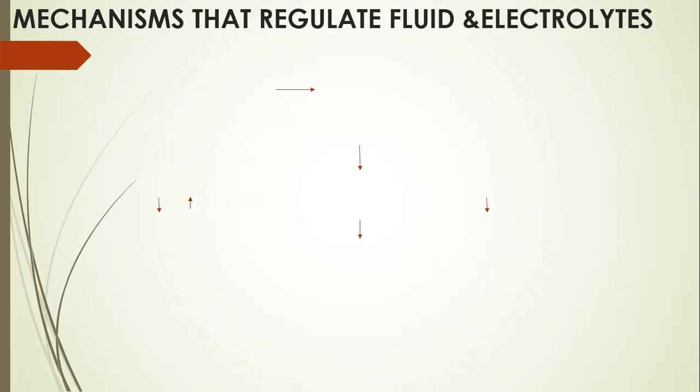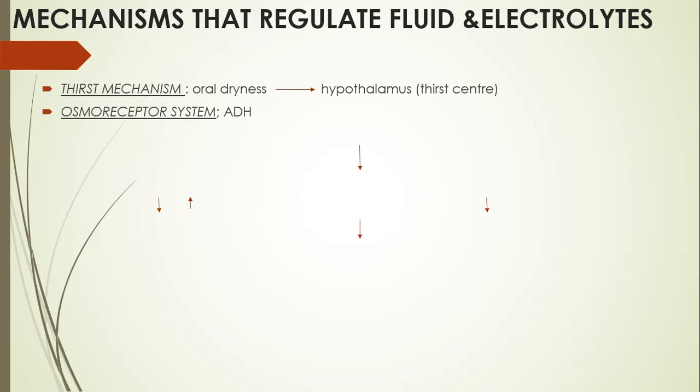Next is how the fluid and the electrolytes are regulated, or how the fluids and electrolytes are managed. So the first method is known as the thirst mechanism. When your oral mucosa gets dried, your hypothalamus, the thirst center, is activated, and it tells you to drink water. The next method is the osmoreceptor system, that is antidiuretic hormone. So if the body is deprived of fluid, the antidiuretic hormone will be initiated, and it will suppress the loss of fluid or urine from the body.